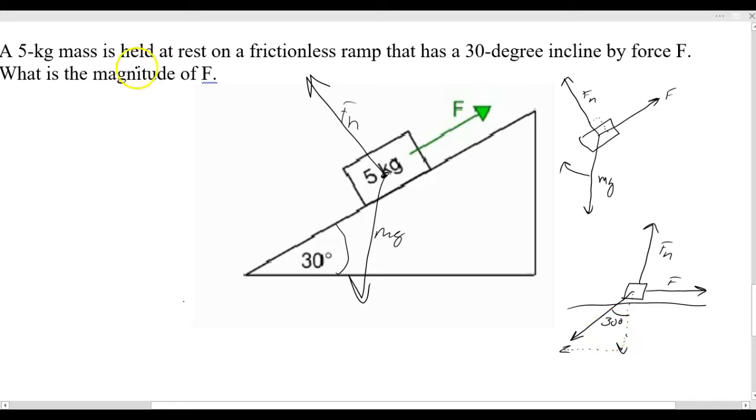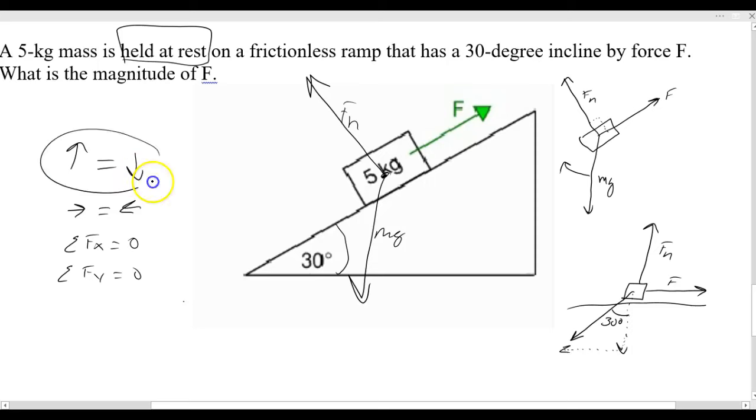Now, one thing that we should realize is this is held at rest. So that means that this object is in equilibrium. So any forces that are pointing up have to equal the forces pointing down. Any forces that are pointing to the right have to equal the forces pointing to the left. It's the same thing as if you say the sum of all forces in the x equals 0, the sum of all forces in the y equals 0. Okay, so let's look at all the forces that point up, and all the forces that point right and left.